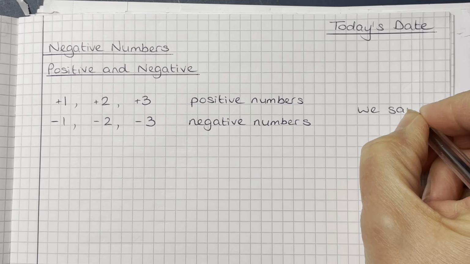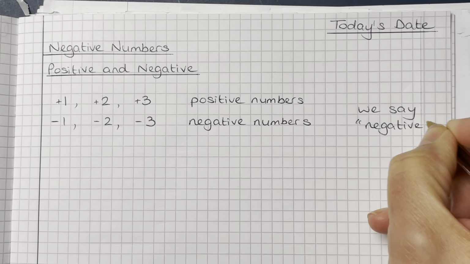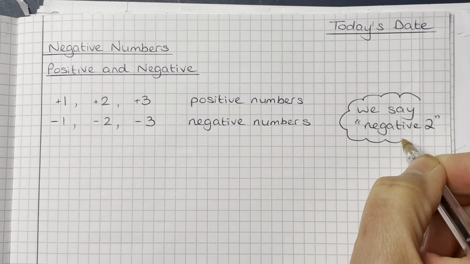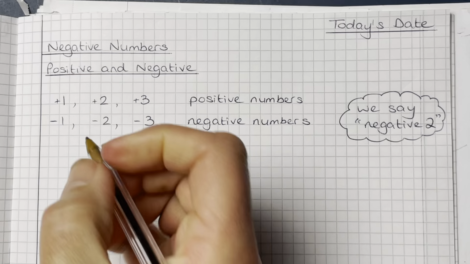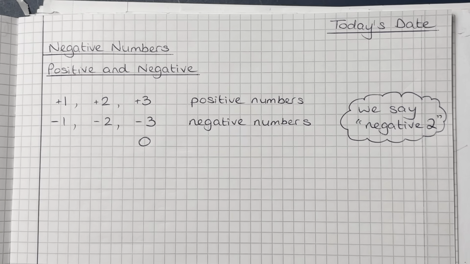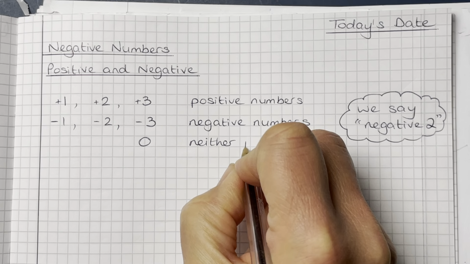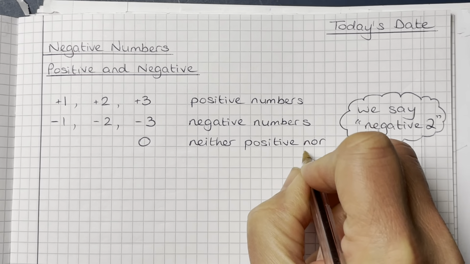We say negative 2, for example. Okay, so we say negative 2, not minus 2. All right, we can also have 0. 0 is neither positive nor negative.